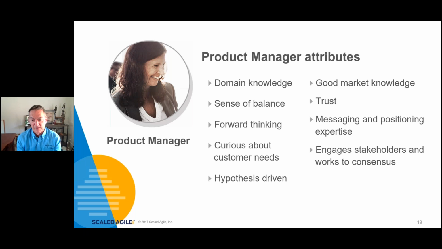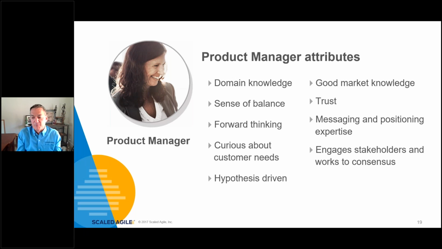That's the old Henry Ford statement, right? If I built what people wanted or asked me to build, I would have built a faster horse, right? So we want faster horses sometimes, but sometimes we want a car, right? So that ability to market sense and move things in a certain direction is key as well. And of course, they engage stakeholders and get consensus.